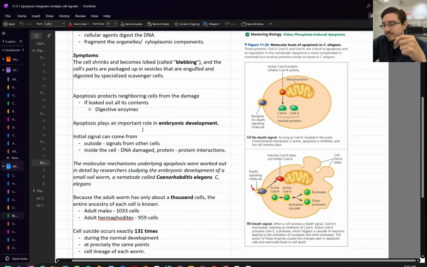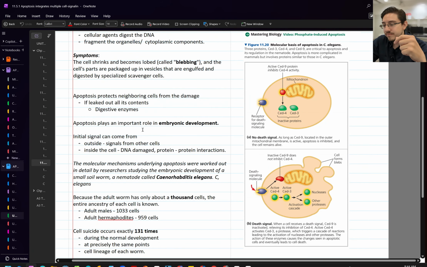It is important in embryonic development. We're going to see this a little bit later with some visuals. In embryonic development, you have some initial signaling coming in from the outside that will tell particular cells to start to break down very specific cells. And in terms of embryonic development, I'm going to show you it specifically.